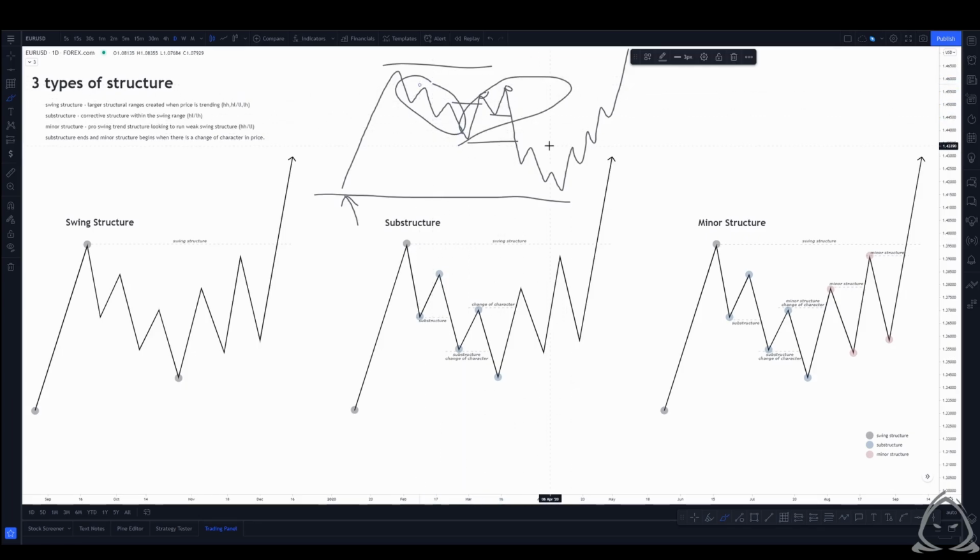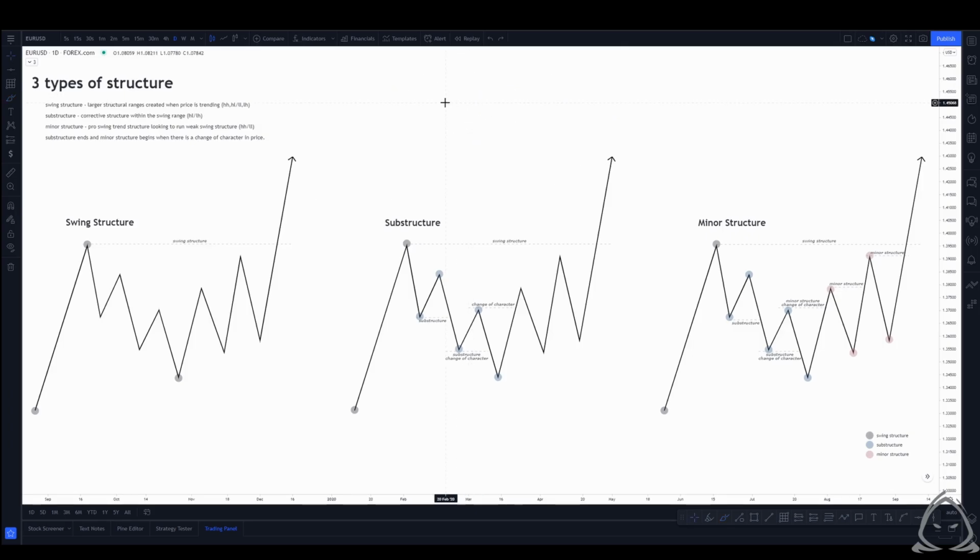So we had substructure here, we have minor structure here, and then we switch back creating lower lows and lower highs. So we switch back to substructure, and then we start creating higher highs and higher lows. We get our change of character right here, and then we eventually do break the swing high. And this is something that you will see on the charts, and at the end of the day, you're not going to get it 100% right.